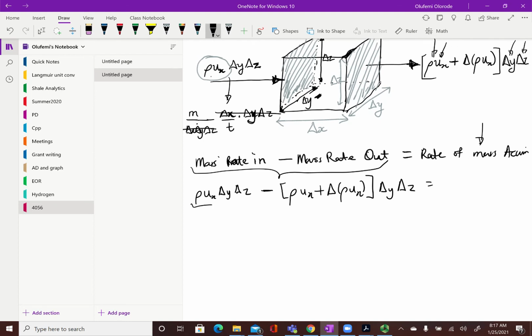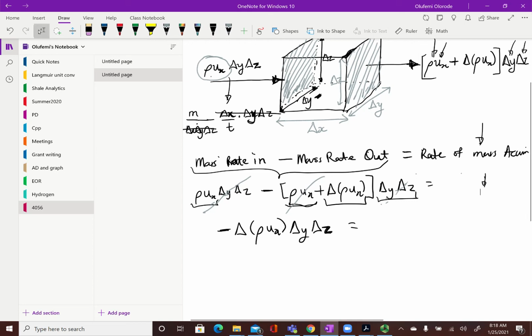And you can see this term is precisely this term. So this cancels out, and you're left with only minus delta, right? The second term here is what you're left with. So you're left with minus delta of the rho ux delta y delta z, which is your net flux in and out of the system. And again, we'll worry about the rate of mass accumulation in the next video, because I'm going to stop right here.